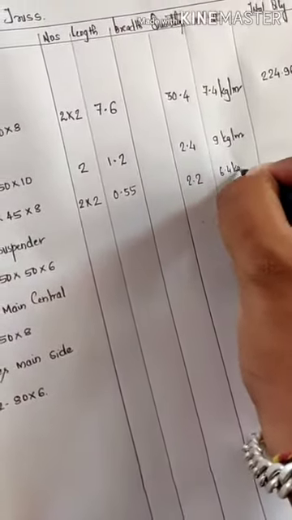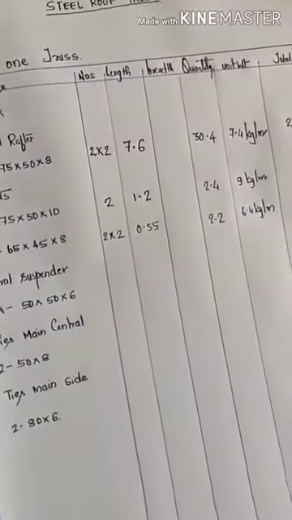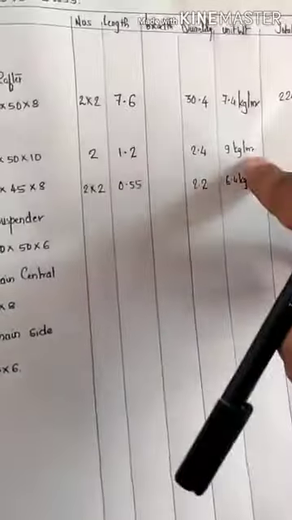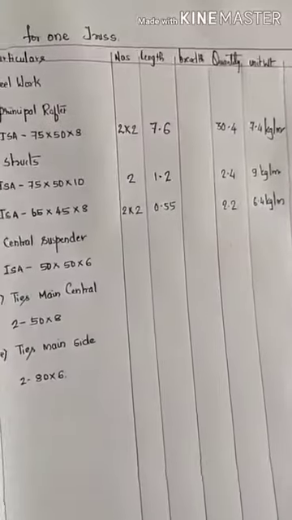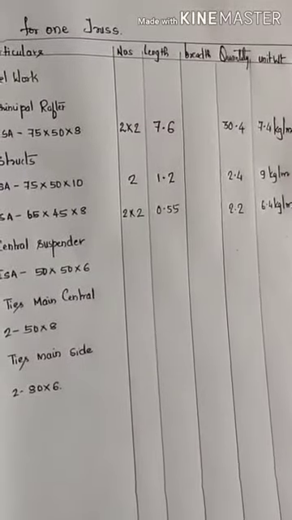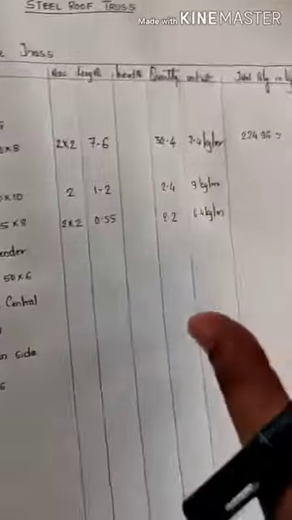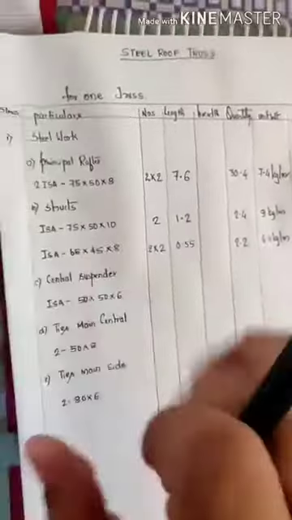So all the weights I am writing, I have already listed them down. All these weights you will get from the steel table. So just cross refer with the angle sections given. Hope you are clear with this part up till here.